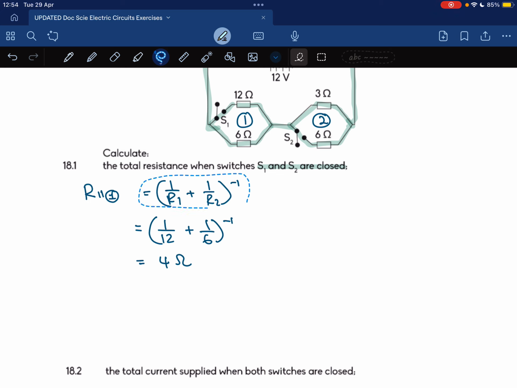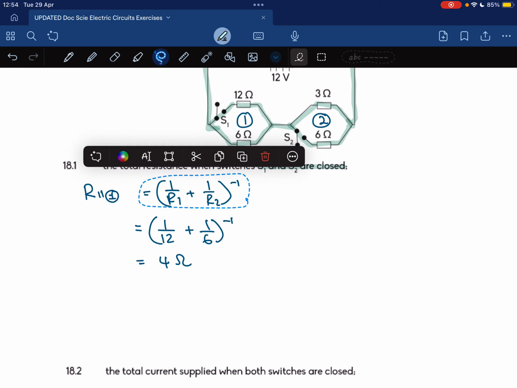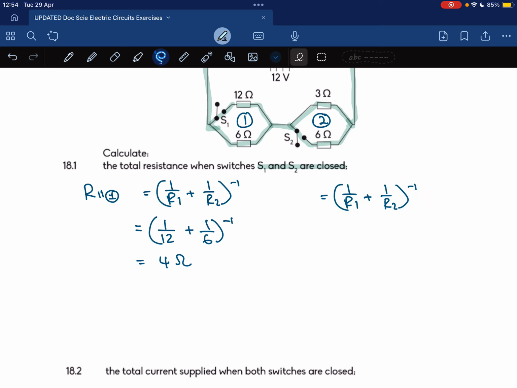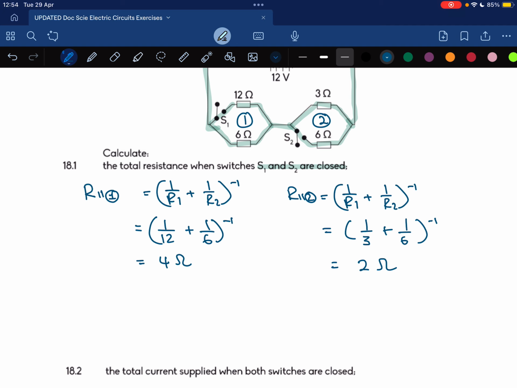Then if I look at the next one, I'm going to calculate the resistance of the second parallel component, which is the same equation. So that's going to be 1 over 3 plus 1 over 6, to the negative 1, which is going to be equal to 2 ohms. So then the R total will be the 4 ohms plus the 2 ohms, which is just 6 ohms.